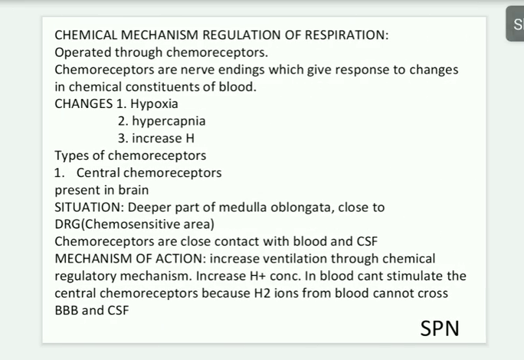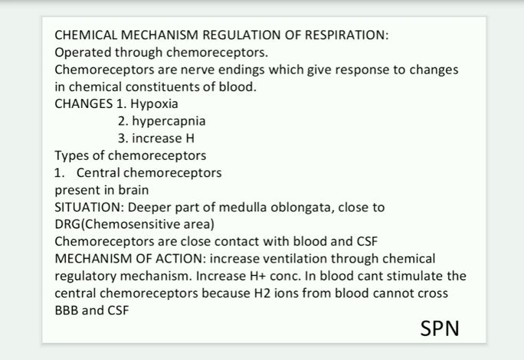Then how does regulation occur in the chemical mechanism of respiration? This is done through chemoreceptors. These receptors are present at nerve endings and respond to changes in the chemical constituents of blood. What are the changes? Hypoxia, which means decreased content of oxygen; hypercapnia, which means increased content of carbon dioxide; and change in H plus ion concentration.